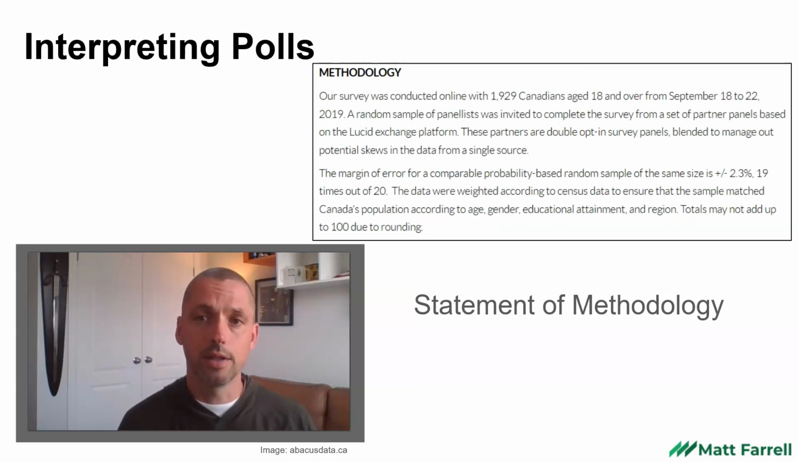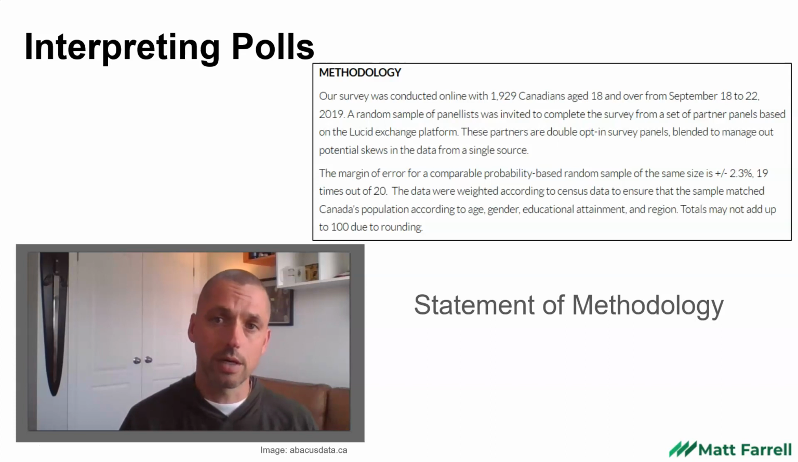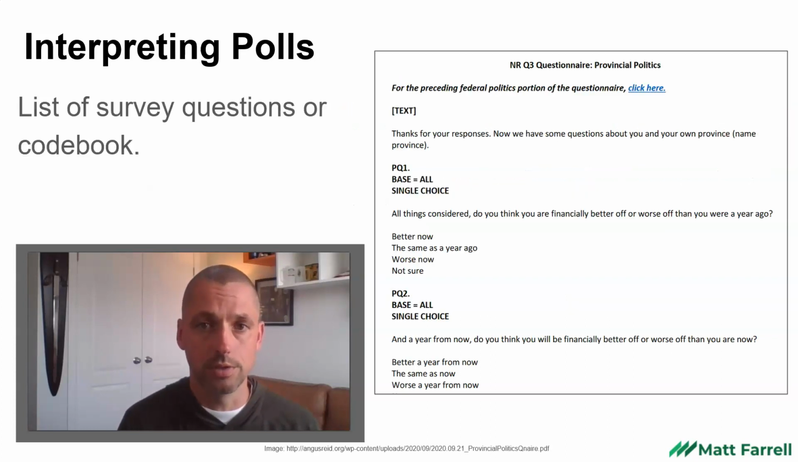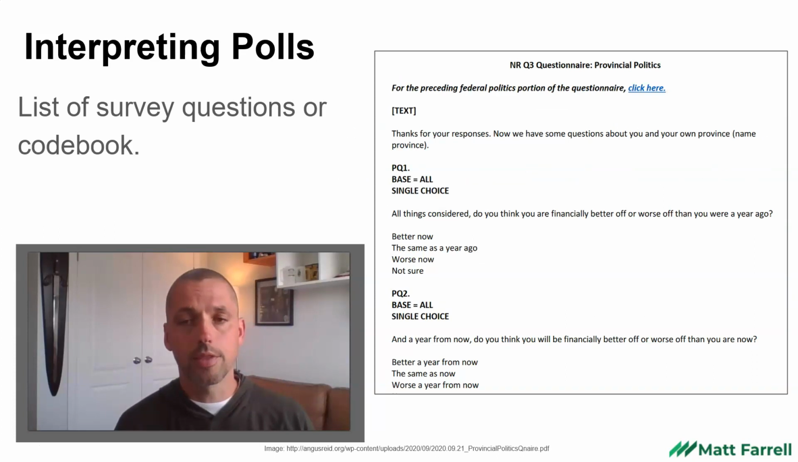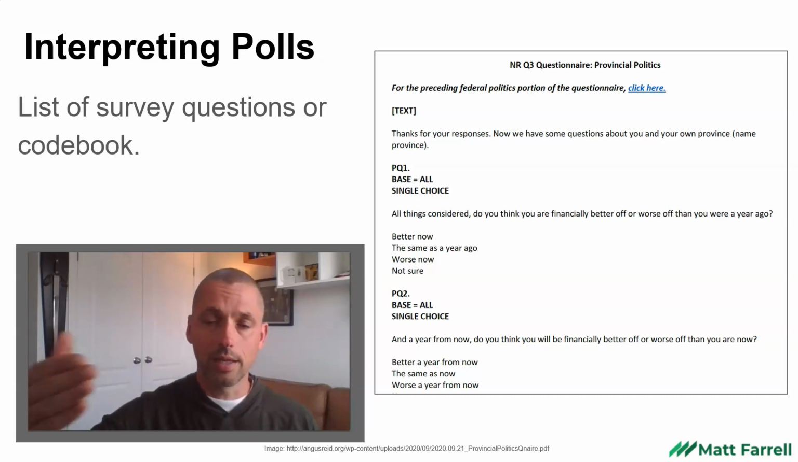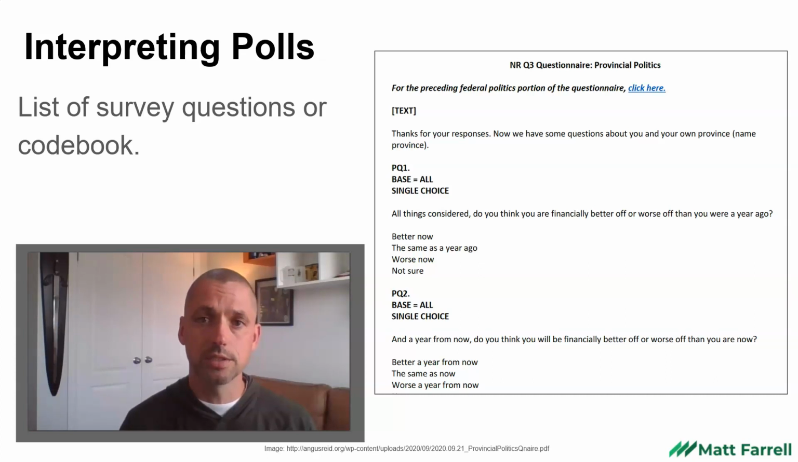And then the methodology. The methodology describes to the reader how the poll was conducted. It's just a look under the hood so we know what the polling firm was doing to produce these results. Another thing you want to look at is the actual list of survey questions, or what's sometimes called the codebook. If it's an online survey versus a phone one, there will be a list of questions, potentially with a script. If it's an interviewer, there will be a script for the interviewer to ask the questions.